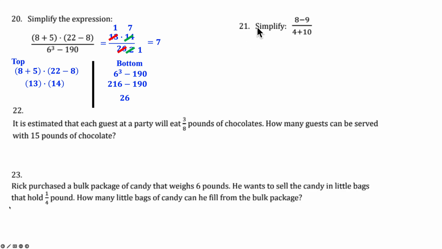21. When you have plus or minuses, you cannot start to cancel. Think about the numerator is completely in parentheses and the denominator is completely in parentheses when there's plus or minuses. So you have to simplify the top. That's going to be a negative 1. We're going to simplify the bottom. 4 plus 10 is 14. Now that's my final answer. Don't try to cancel when there's pluses or minuses.